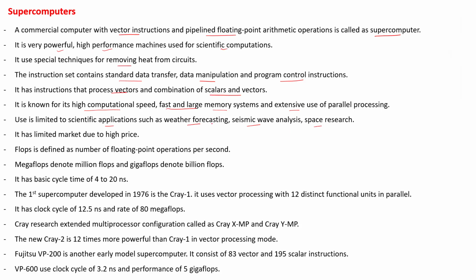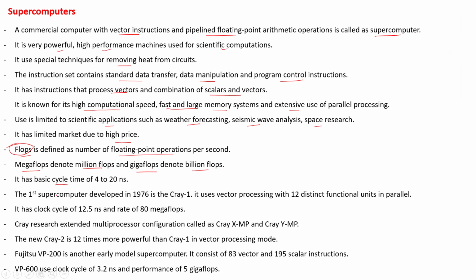At the start we also saw the various uses. It has a limited market due to its high price; everybody can't afford it. Here FLOPS is used to define the number of floating point operations that can be executed per second. Megaflops denotes a million flops, gigaflops denotes a billion flops, meaning this many floating point operations can be executed. The cycle time is around 4 to 20 nanoseconds.